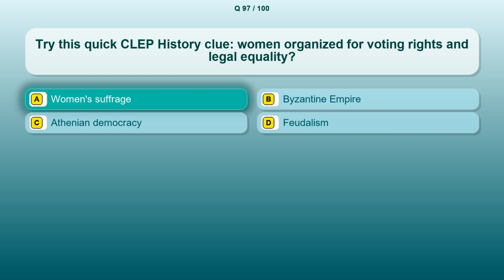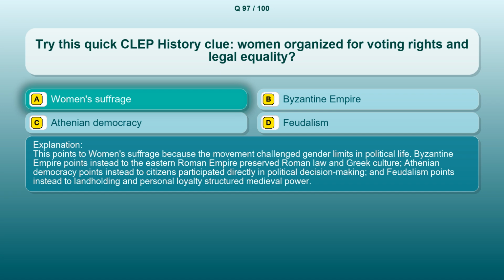The correct answer is option A, women's suffrage. This points to women's suffrage because the movement challenged gender limits in political life. Byzantine Empire points instead to the Eastern Roman Empire preserved Roman law and Greek culture. Athenian democracy points instead to citizens participated directly in political decision-making, and feudalism points instead to land holding and personal loyalty structured medieval power.